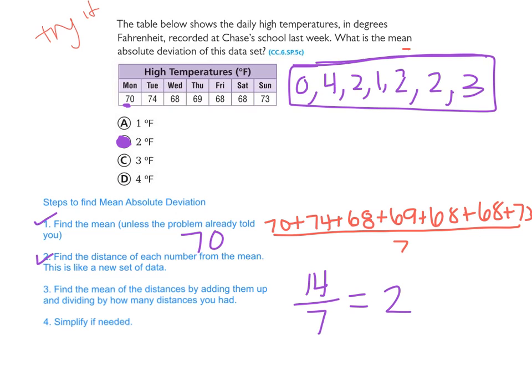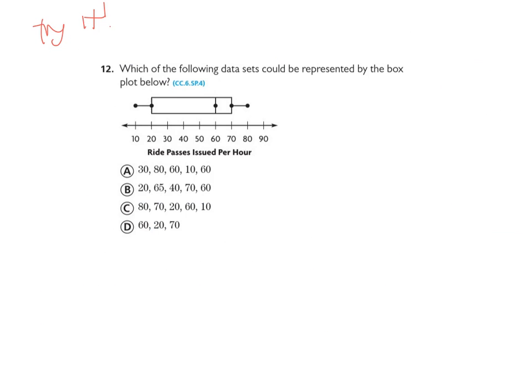Okay, now if you have any questions on this, this is from lesson 13.3 and 4. Now this next one you're going to solve on your own. Which of the following data sets could be represented by the box plot below? Go ahead and solve this on your own and just answer A, B, C, or D.